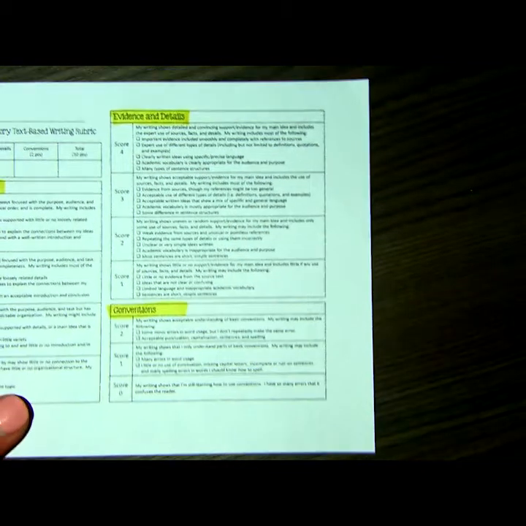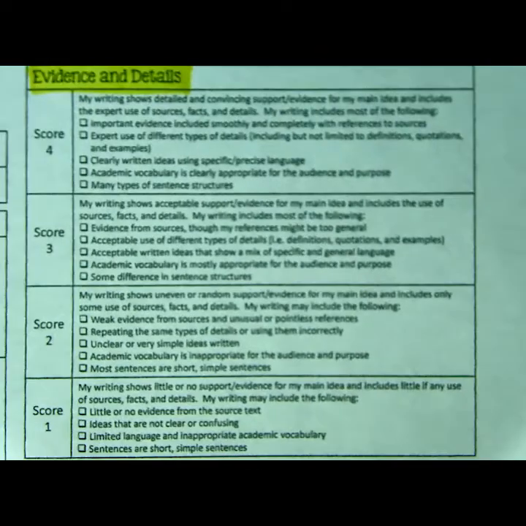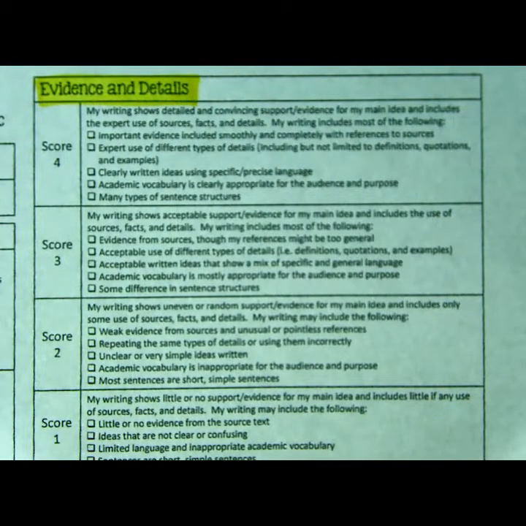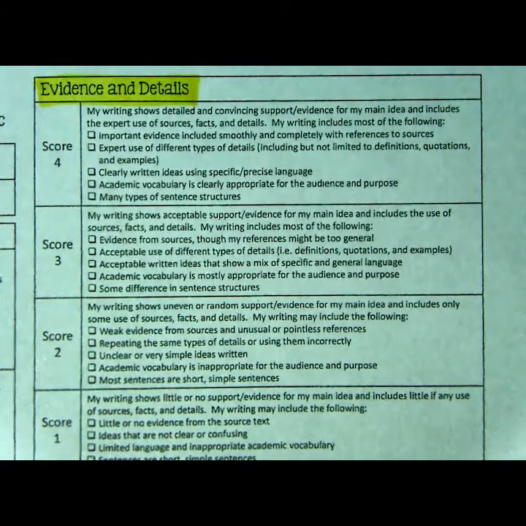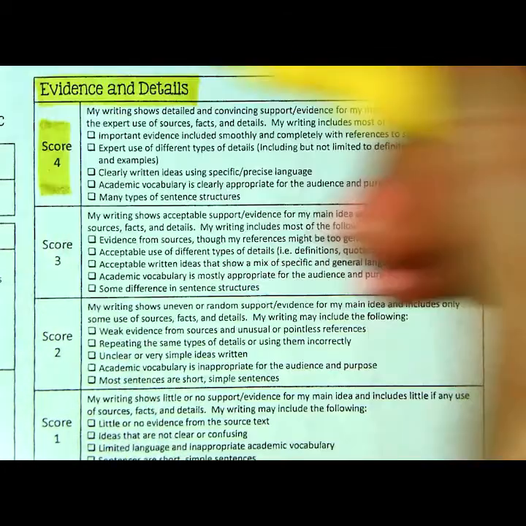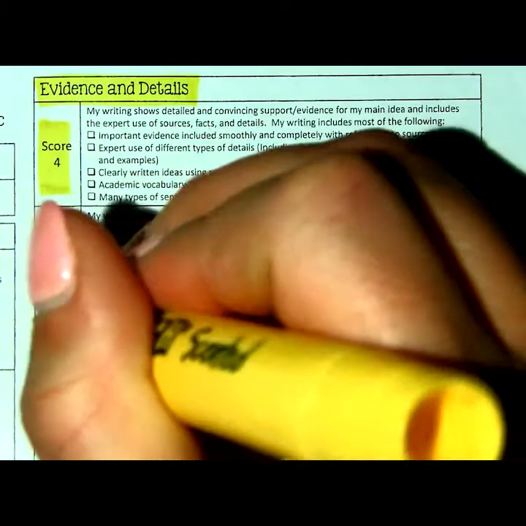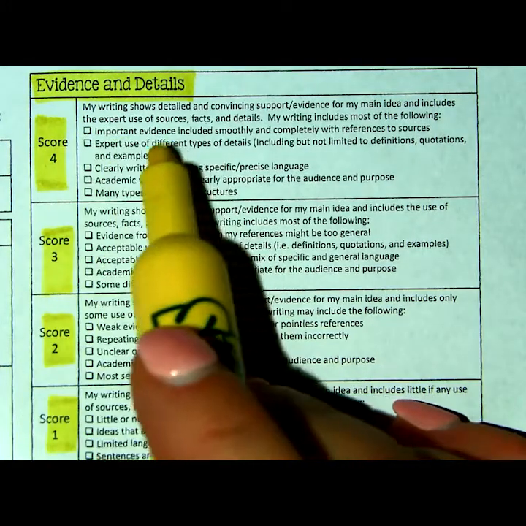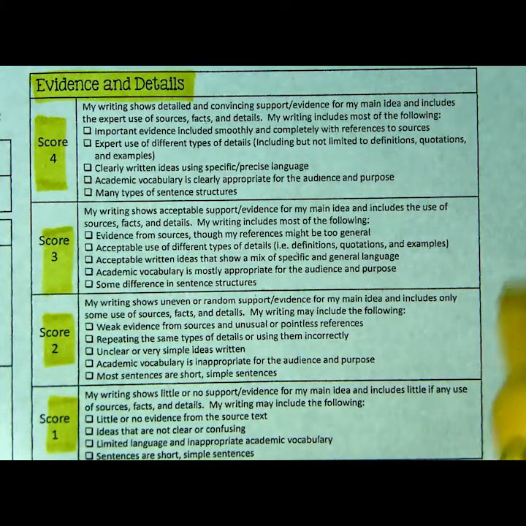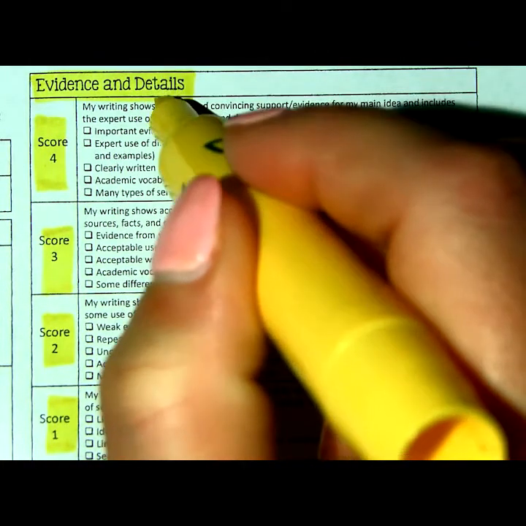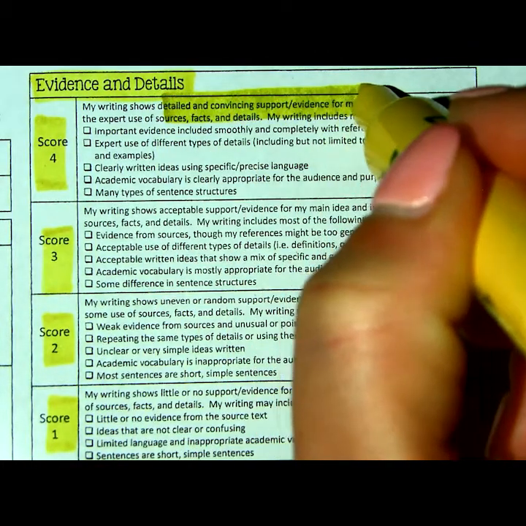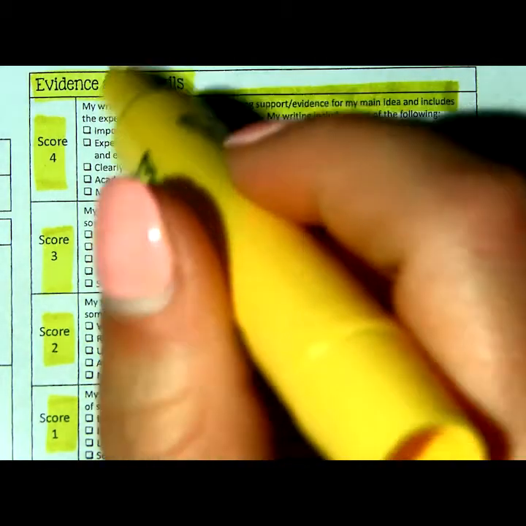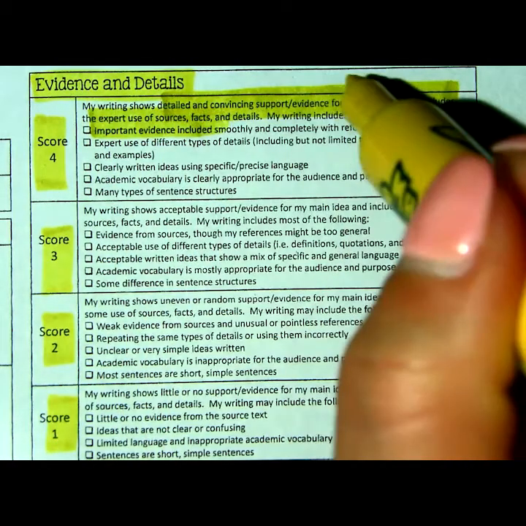But today we're going to focus in on this area right here, evidence and details. This is a major portion of your score in writing. Let's take a quick look at some of these descriptors and how we earn a score of 4, and then what might turn that score into a 3, a 2, or even possibly a 1. For a 4, my writing shows detailed and convincing support or evidence for my main idea, and includes the expert use of sources, facts, and details.